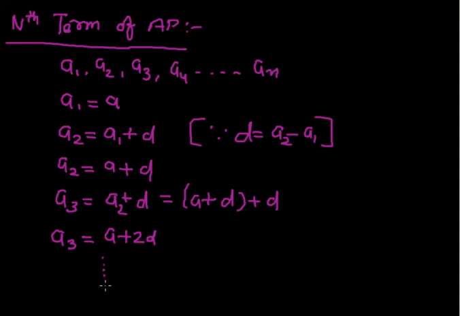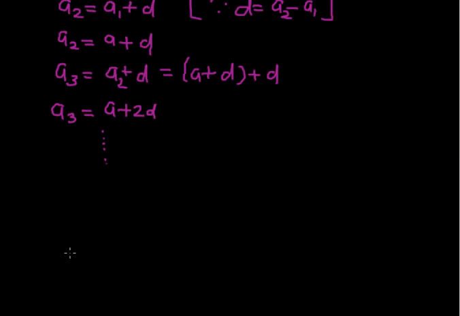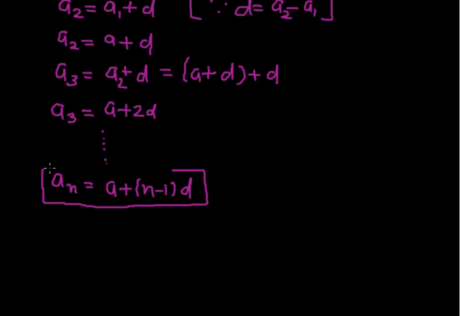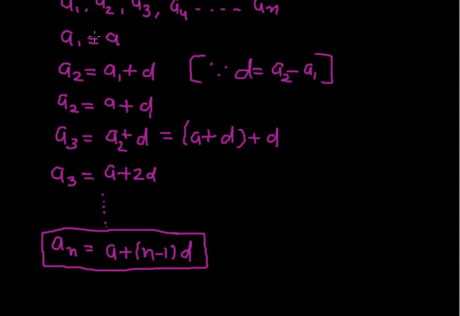Now in this sense, if we move forward, then you would get a general term, or we can say the nth term, an, is equal to what? A plus n minus 1 multiplied by D. This is the very basic formula for finding the nth term, or we can say the general term, of an AP. Where did it come from? Let's understand once again.